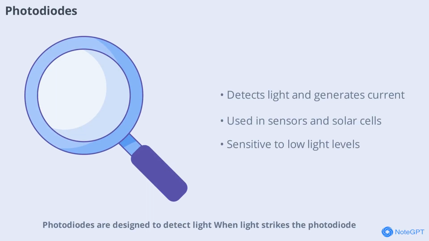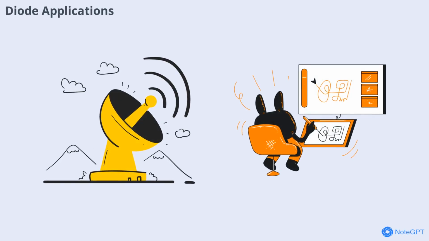Photodiodes are designed to detect light. When light strikes the photodiode, it generates a small current. This property is used in a variety of applications such as light sensors, solar cells, and optical communication systems. Photodiodes are sensitive and can detect even low levels of light, making them essential for devices that rely on light detection and measurement.